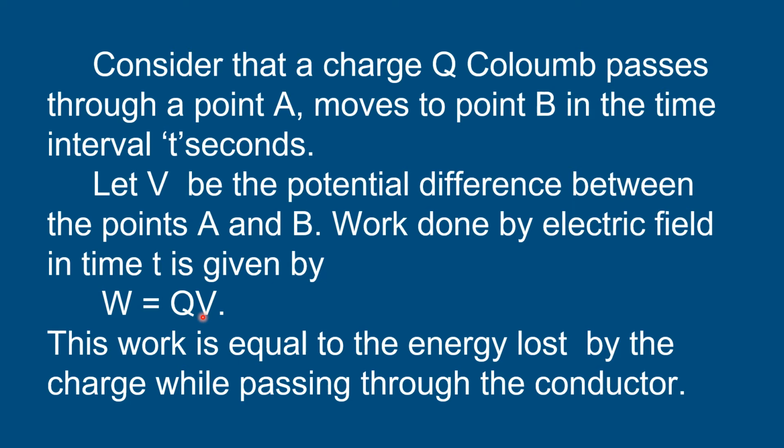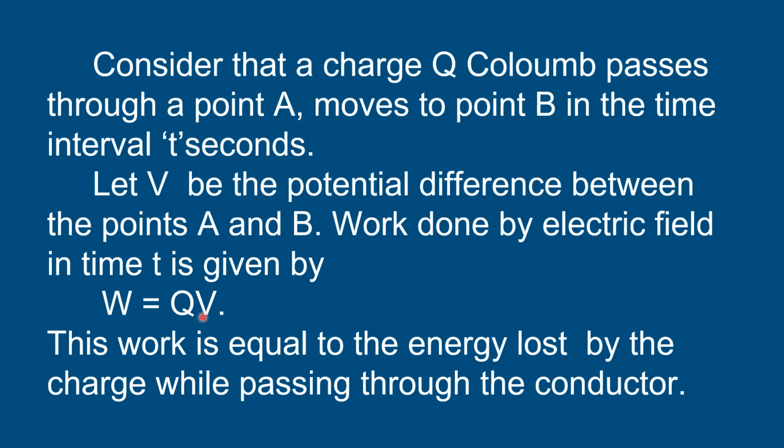So imagine that in a circuit, a charge of Q coulombs is moving from point A to point B within a time of t seconds. This movement is possible because of the potential difference V. So the work done by the electric field due to this potential difference V is given by W equals Q into V, where Q is the charge in coulombs and V is the potential difference between these 2 points.